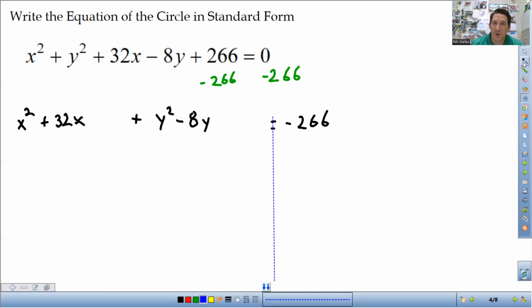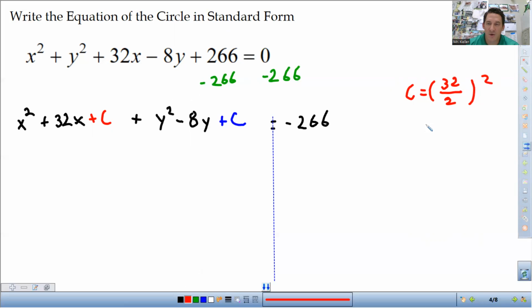So again, I'm going to add, I guess I'll use red and blue this time. So I'm going to add a red C value, find the C value that completes the square for this, make this a perfect square trinomial with the x's. And then I'm going to put in a blue C value, the C value that makes a perfect square trinomial with the y's. So for the red, it's going to be 32 divided by 2 squared. 32 divided by 2 is 16. Squared is 256. And change the red C to 256.